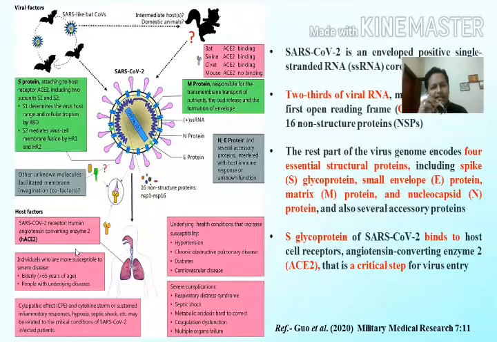And one important thing which we all would be interested in knowing: if the virus has similarity with SARS and MERS, the earlier evolved viruses, why are we so panicked about this SARS-CoV-2? The answer is that the receptor binding domain of the SARS-CoV-2 spike protein has very high affinity for ACE2 in comparison to the previously emerged viruses.